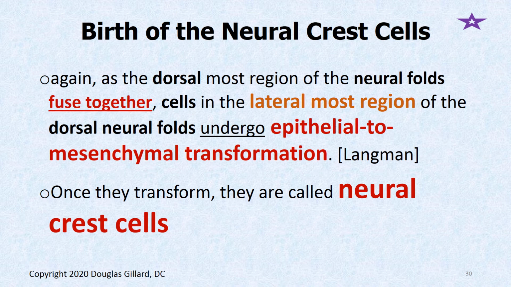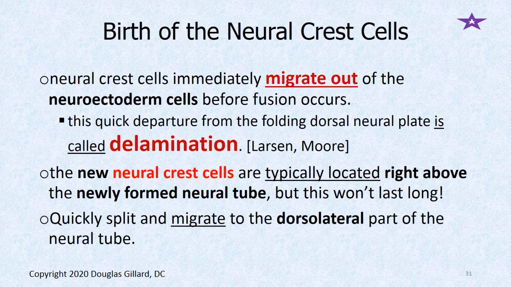Well, I won't go through that again. I'm going too far in the weeds. We've already covered that stuff. But the point is, we've seen epithelial to mesenchymal transformation again, and that's what has to happen to those pre-neural crest cells. And once they do that, they're called neural crest cells, and again, they migrate out of the closing neural tube.